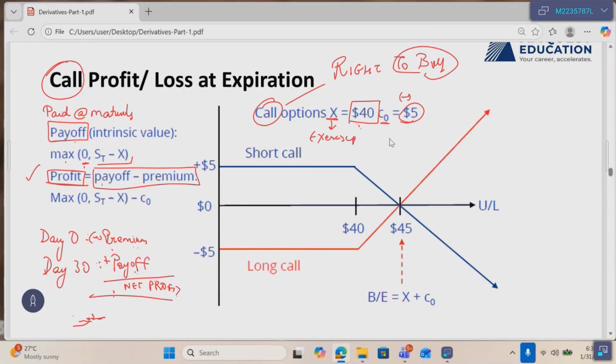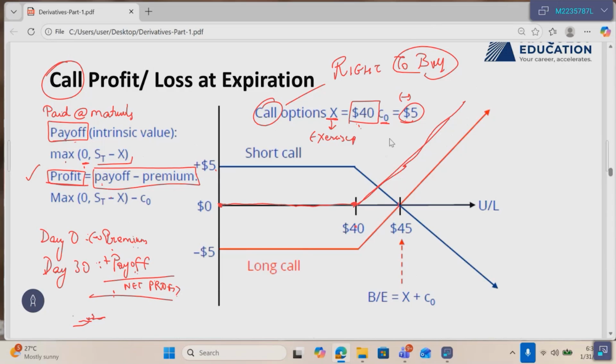Correct? So it goes like this. From 0 till 40, I will earn no payoff. After 40, I'll start earning money. Right, this is $5. So after 40, at 45, I'll earn 5. At 50, I'll earn 10, and so on. I will earn unlimited payoff. So till 40, I earn no payoff. But understand one thing, at 40, I earn no payoff, but I still lost $5. So when will I earn no profit? At 45, because here I earned $5, but I have to pay my premium.